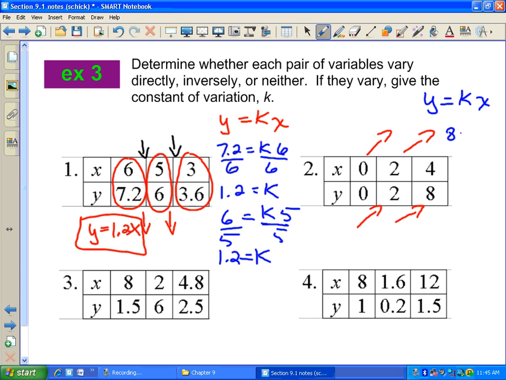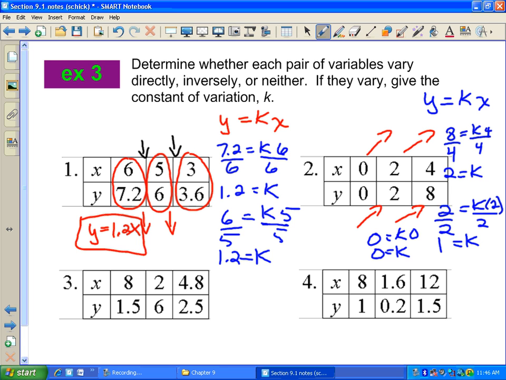Eight is equal to k times 4 divided by 4. So k is equal to 2. But watch what else happens though. If I say 2 is equal to k times 2, divide by 2, I get k is equal to 1. Or if I say 0 is equal to k times 0, I get k is equal to 0. What the heck is happening here?